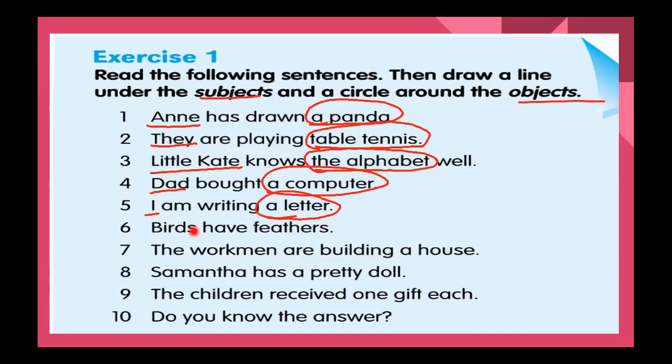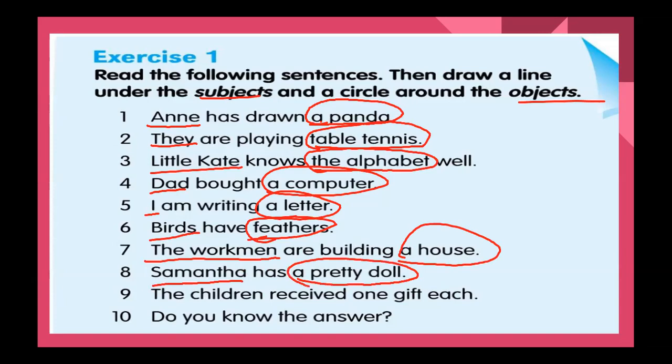Now next one, birds have feathers. What's the subject over here? Birds is the subject, feathers is the object. Very good. Excellent. And have is the verb over here. The workmen are building a house. Now what's the subject over here? The workmen is the subject and a house is the object. Very good. Samantha has a pretty doll. What's the subject and the object over here? Samantha is the subject and the doll is the object over here. Is it clear?